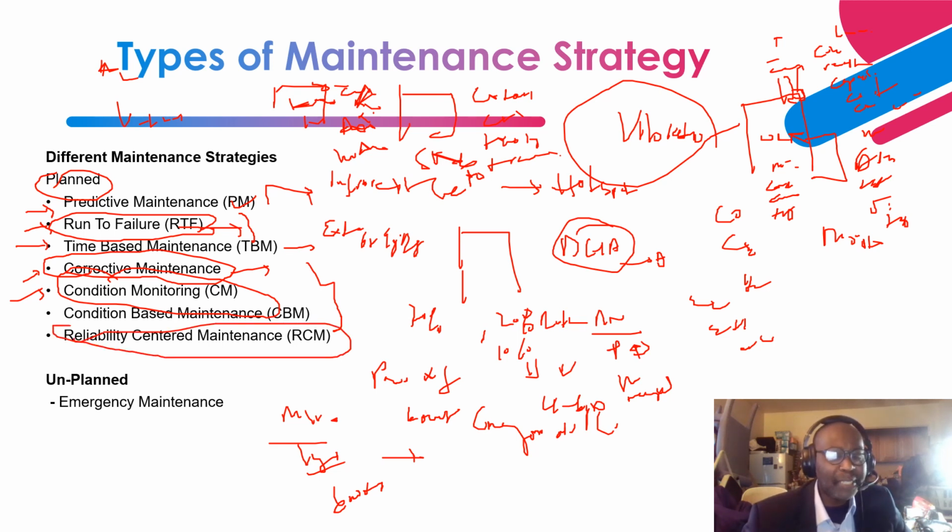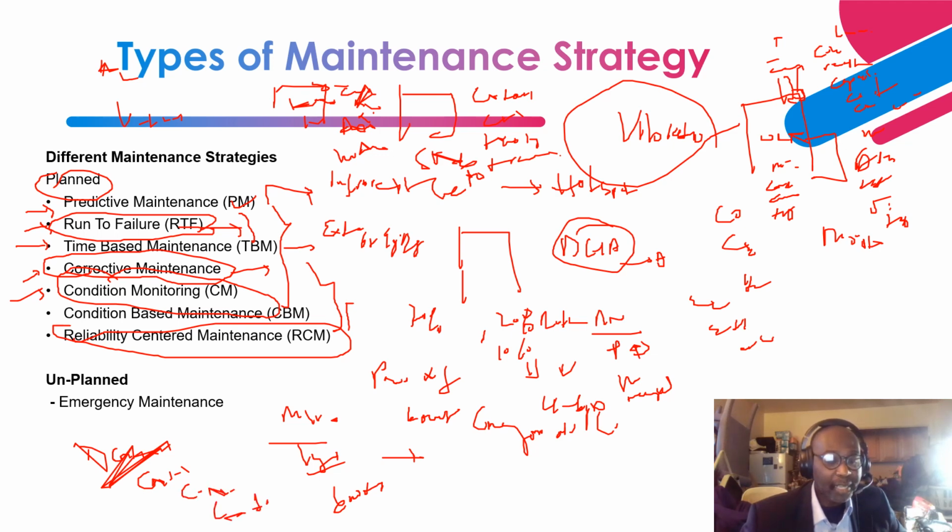Reliability-centered maintenance is the optimization of all these maintenance strategies that I did mention, based on criticality, the condition of the equipment, consequence of failure, environmental, and safety. So that is what they call reliability-centered maintenance.